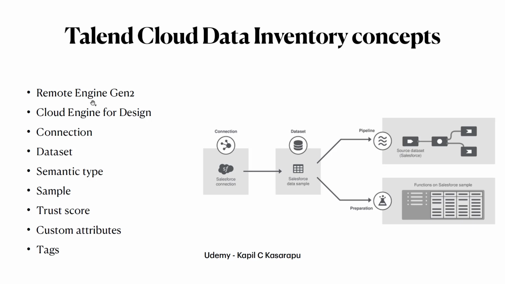If you don't know what pipelines are, bear with me for a second, or you can jump ahead to the next section where we will talk about Talent Cloud Pipeline Designer, where you will get to see what pipelines are and how to run them. Then Cloud Engine for Design is similar to Remote Engine Gen 2, except Remote Engine Gen 2 is on-premise. The client has to install it, whereas Cloud Engine for Design is used to run pipelines, but is provided by Talent on the cloud.